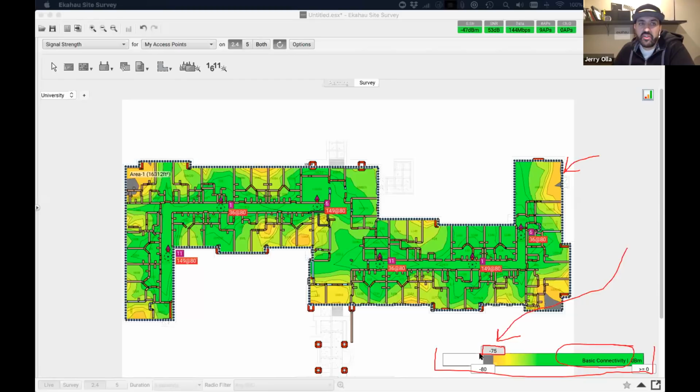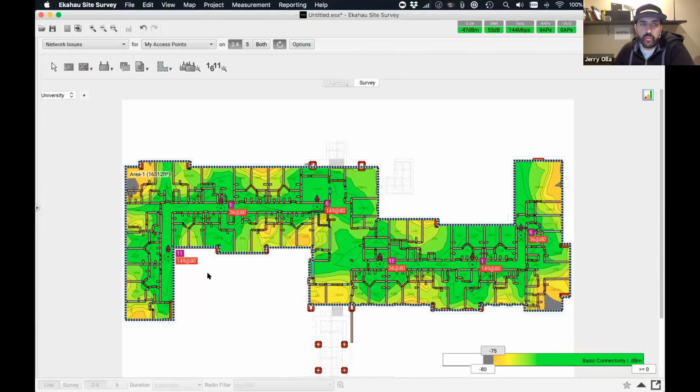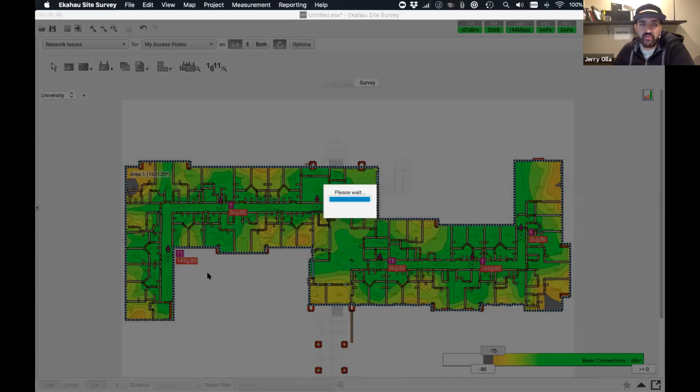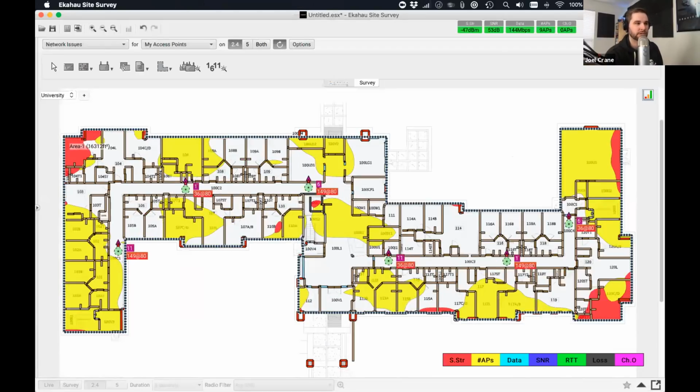How could we visualize that here? I'm thinking network health, network issues. You want to maybe just flip over to that real quick, because right now all we're looking at is primary signal strength. But if we're designing for things like mobile devices and we need to make sure these devices can seamlessly roam, look at all the areas where we're going to expect to see roaming problems, right?